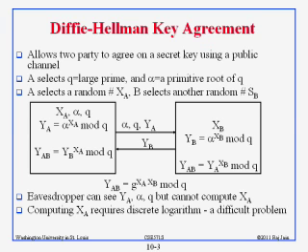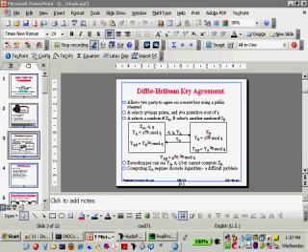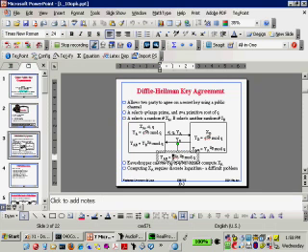Now, YAB is nothing but alpha raised to XA XB mod Q. Because YAB is YA raised to XB, and YA is alpha raised to XA. So when you raise it to XB, you are raising alpha to XA XB. Similarly, on the other side, YB is nothing but alpha raised to XB, and when you raise it to the power XA, you get alpha raised to XA XB. So let me just change that. You can change it in your slide as well. This is not G, this is alpha.